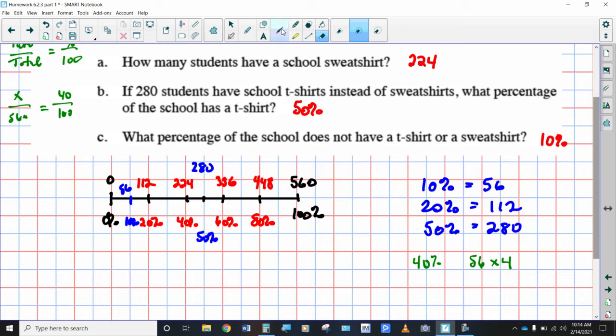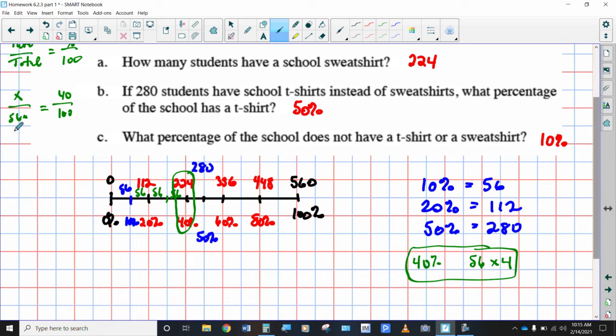If we set up this diagram, the total is 56, I'm sorry, 560. And if we break it up into 10% intervals, each one of these 10% intervals is going to be 56. So 56 plus 56 plus 56 plus 56 gives us the 40%, because 10 plus 10 plus 10 plus 10 is 40. That's essentially what we just did right there.